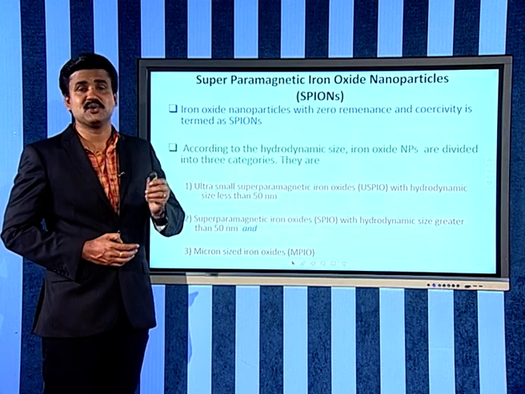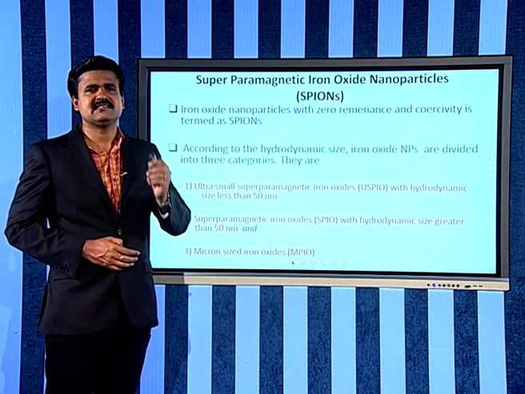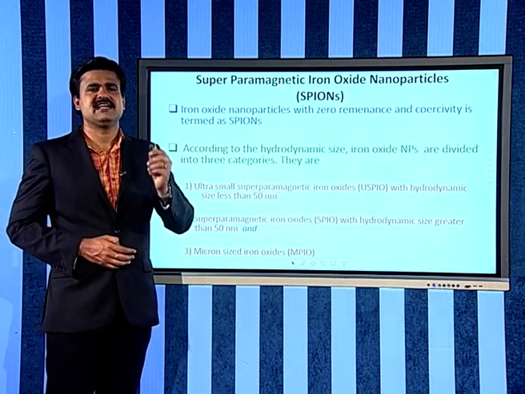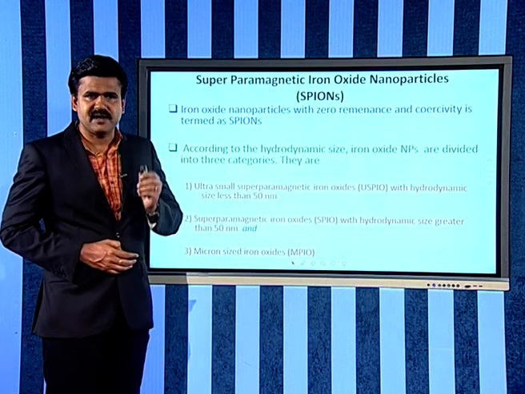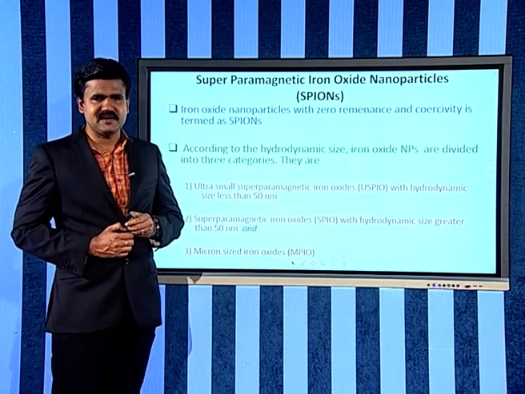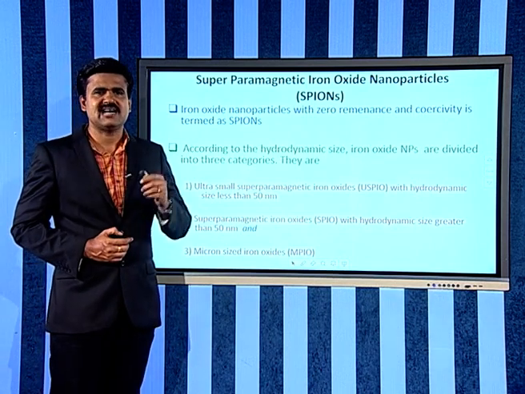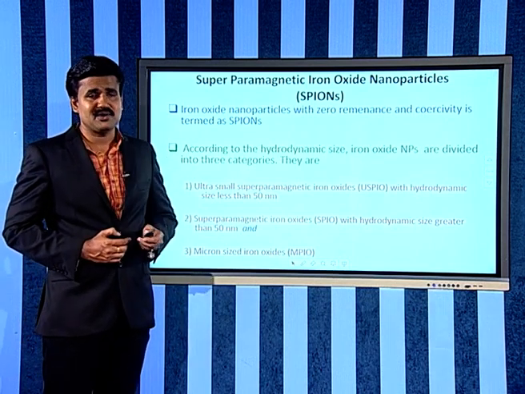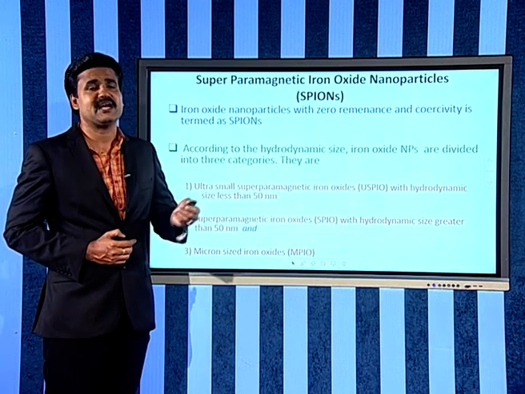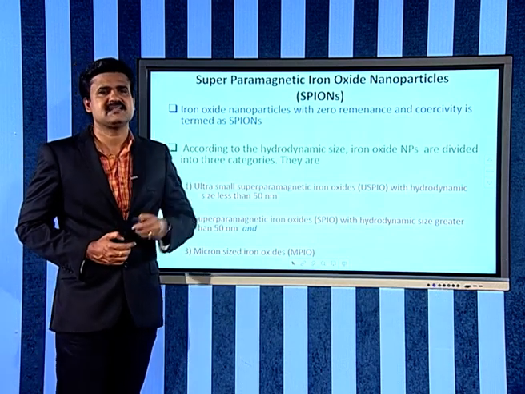Superparamagnetic iron oxide nanoparticles are another area of attention. They are denoted as SPIONs. Iron oxide nanoparticles with zero remanence and coercivity are termed as SPIONs, or simply superparamagnetic iron oxide nanoparticles.